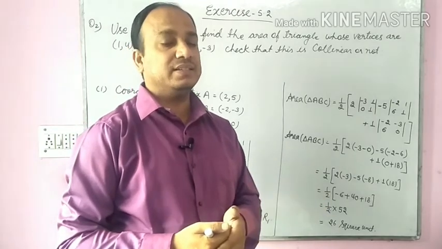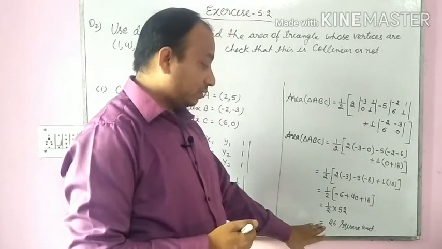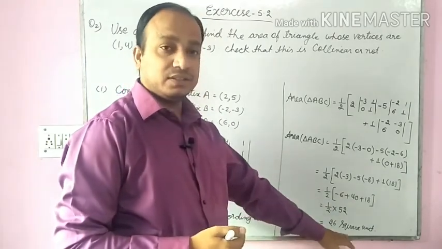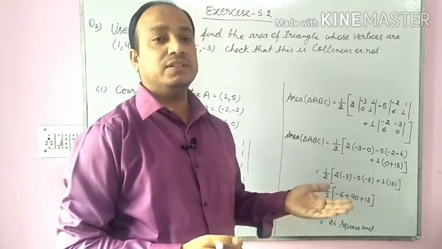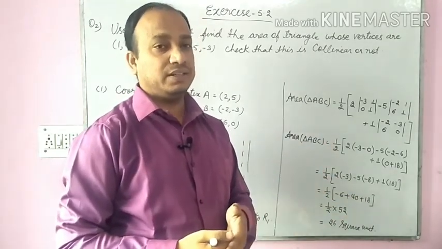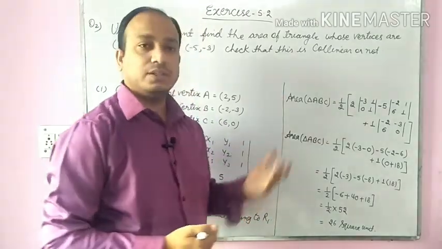Then we can say that these 3 points are collinear, and if the area of triangle ABC is not equal to 0, similarly 26 square unit, it is not 0, then we can say that these 3 points are not collinear and these points form a triangle. Okay, so you have to do this question.